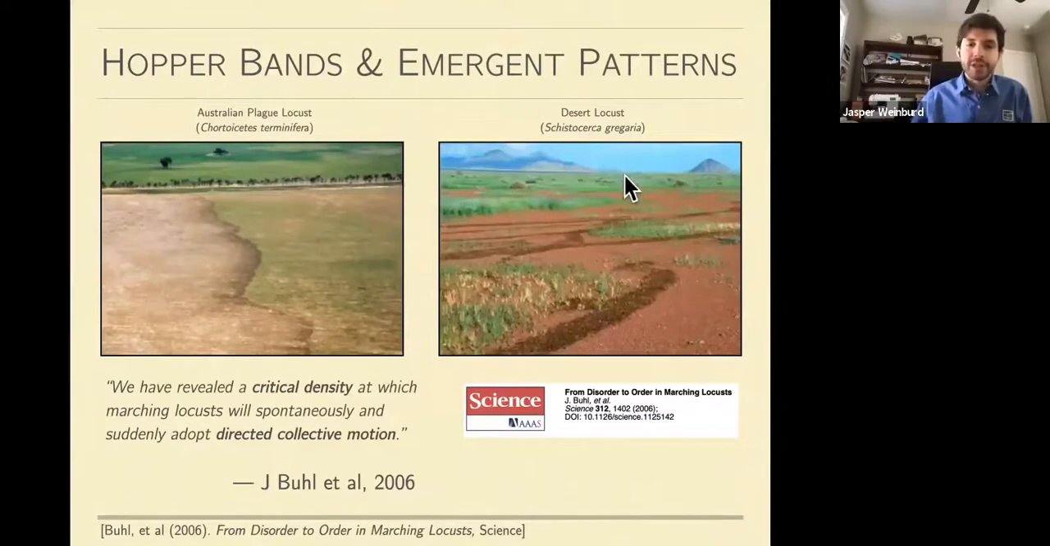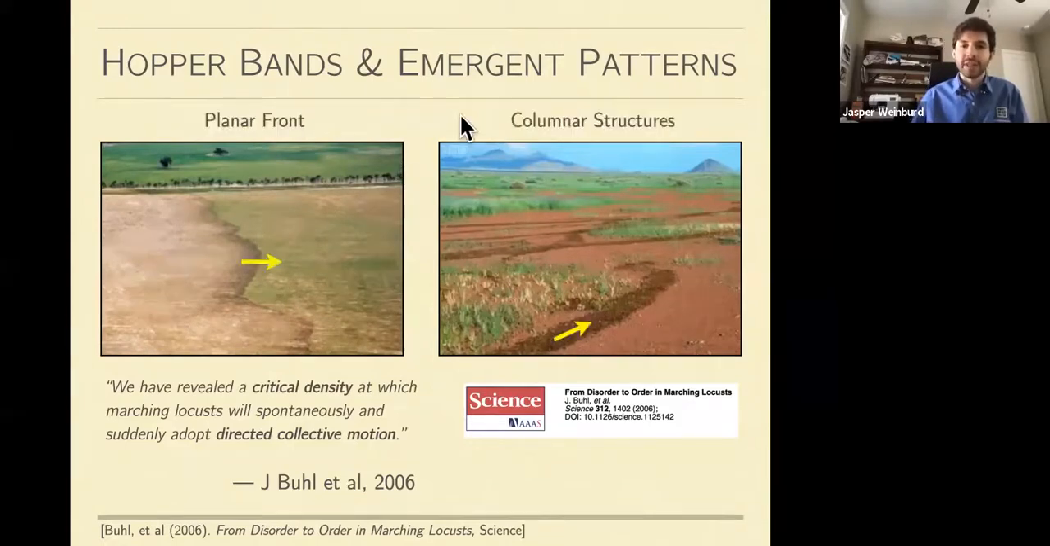So here are these two pictures that I showed you earlier. And this is a quote emphasizing what I was just saying, that at a critical density, locusts will engage in this coordinated or directed collective motion. So as I mentioned before, these are from two different species, but it turns out that you can see these different types of formations in each different species. And looking at this one, all the locusts are moving in this direction, perpendicular from the overall structure.